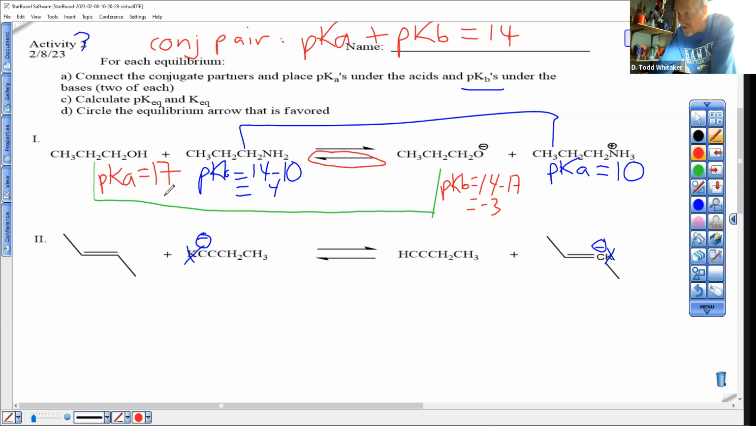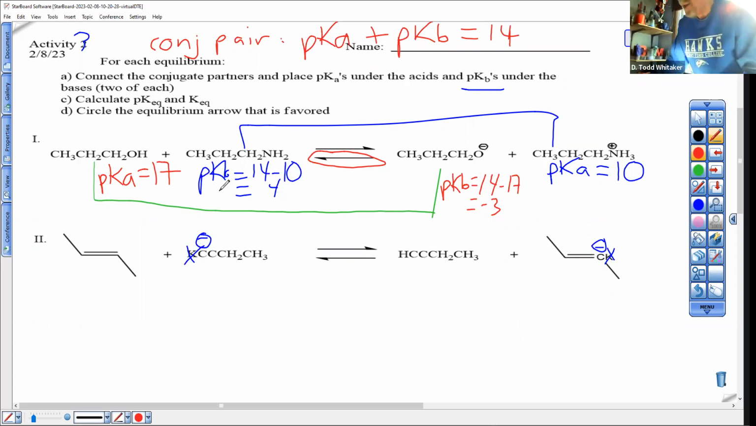We always react away from a more reactive acid and towards a less reactive acid. Circle the arrow that points to the bigger pKa. There. You get your point for your circle every time, as long as you wrote the right pKa's down.